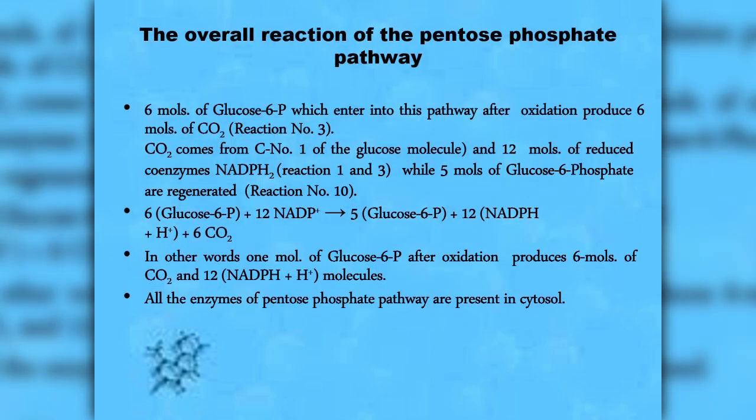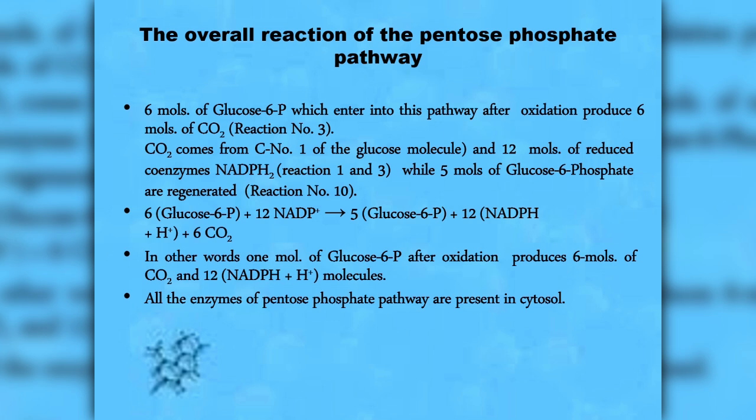The overall reaction of the pentose phosphate pathway: 6 molecules of glucose 6-phosphate which enter this pathway after oxidation produce 6 molecules of carbon dioxide, that is in reaction 3. Carbon dioxide comes from carbon number 1 of the glucose molecule, and 12 molecules of reduced coenzyme, that is NADPH, which is involved in reactions 1 and 3, while 5 molecules of glucose phosphate are regenerated.